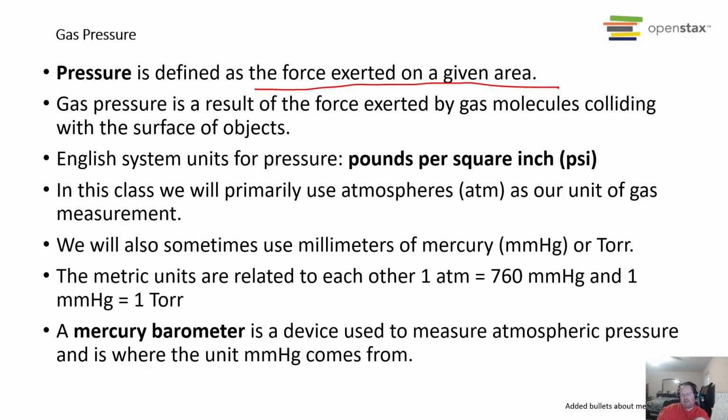So for this class, rather than pounds per square inch, we're primarily going to use the atmosphere, or ATM, as our unit of gas measurement. At sea level, you're going to on average feel 1 atmosphere, the fact that there's 1 atmosphere on top of you. We're also going to use a unit called millimeters of mercury sometimes, and it has another name called torr. These units actually have the same value.